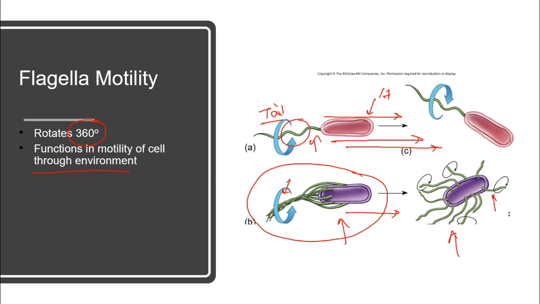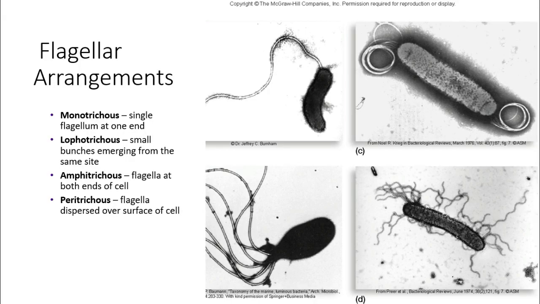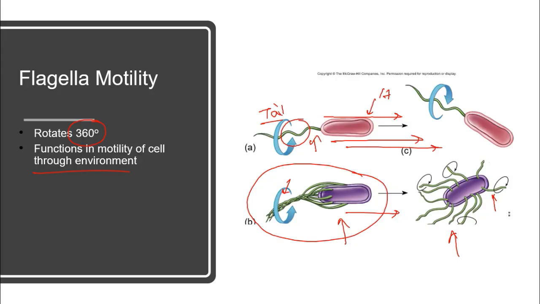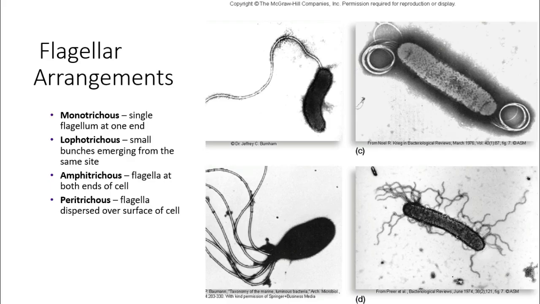So this helps the bacteria to stay or to move in a particular direction. The flagellar arrangements, as we saw in this picture, are different, and this flagellar arrangement changes with time. So based on the arrangement of this flagella, we can divide the bacteria into different types. Like monotrichous, a single flagella at one end. Lophotrichous, small bunches emerging from the same site.